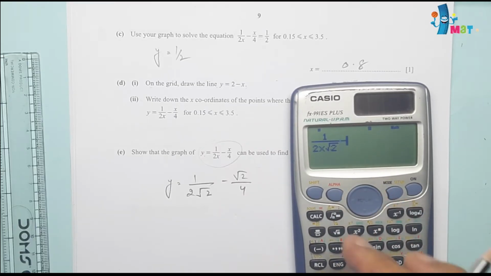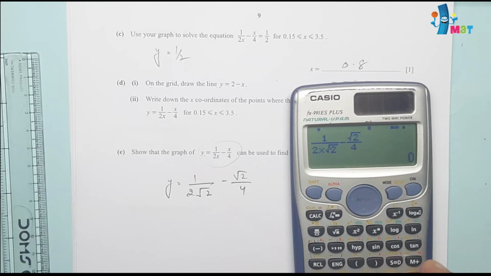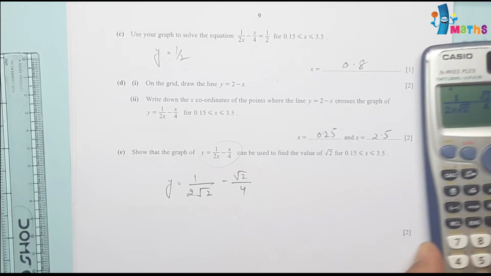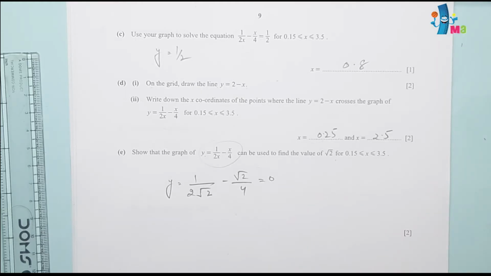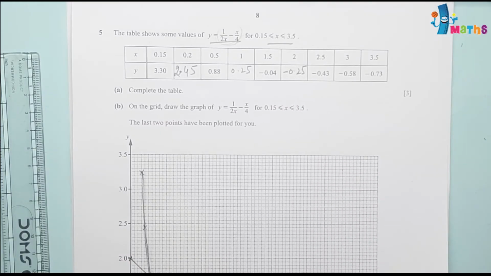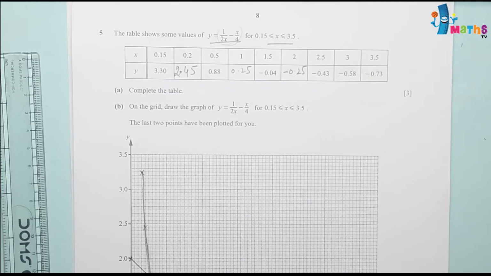We can write here minus, the fraction will be root 2 over 4. So the answer will be equal to 0. So it means y is equal to 0. We have to draw this one. Where will y equal to 0 be? y equal to 0 is at the origin. So the graph will be giving the root 2 value as 0.